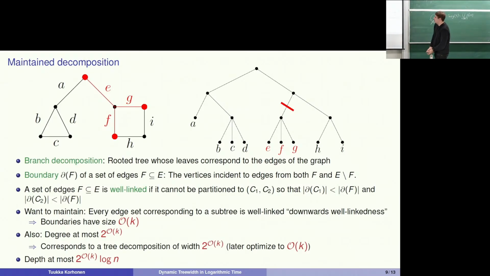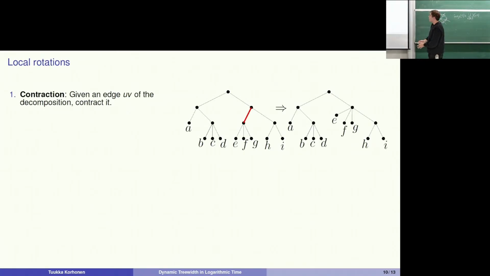Also, we want to maintain that the depth of this decomposition is at most 2 to the O of K times log n, because it's a natural thing in dynamic trees to have a log n depth tree, because the running time of operations will depend on the length of the root-leaf path. So this is the basic invariant, and now let's look at the basic ways we will edit this decomposition.